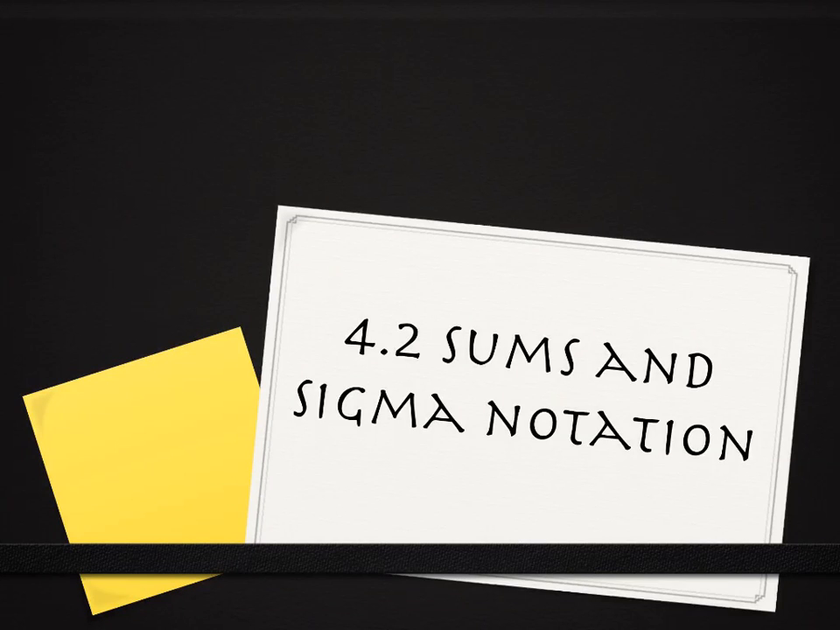Section 4.2 is called sums and sigma notation, and we're going to encounter some notation here that's going to feel like a deviation from what we've been doing with antiderivatives. But if you'll just bear with me for a couple of sections, we'll put it all back together and you'll see how it relates. Okay?